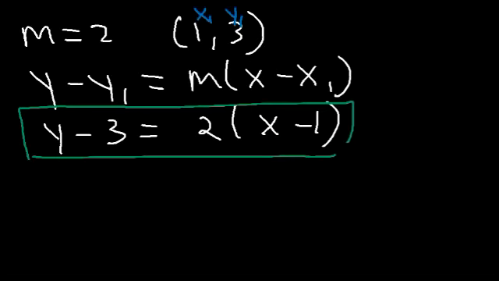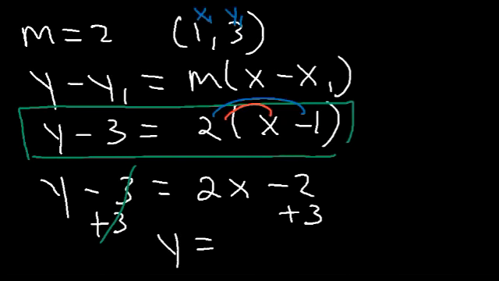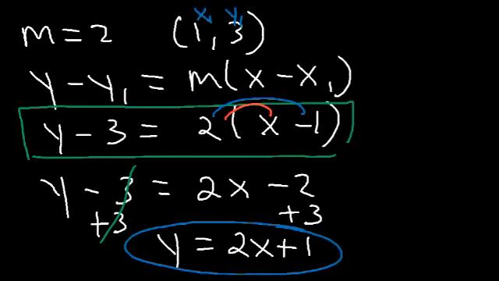Now, if you want to convert it to the slope-intercept form, distribute the 2. 2 times x is 2x, and 2 times negative 1 is negative 2. Now let's add 3 to both sides. The goal is to solve for y whenever you want it in slope-intercept form. If you want it in slope-intercept form, isolate y. So y is equal to 2x plus 1. So this is the answer in slope-intercept form, and this is the answer in point slope form.